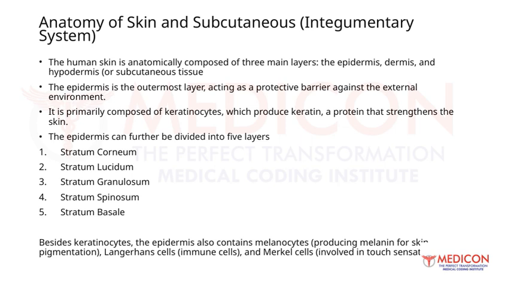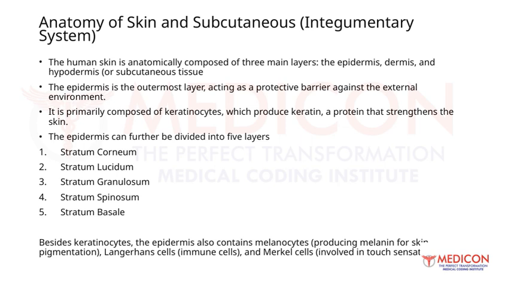Starting from the outermost, we have the stratum corneum, which is composed of dead, flattened keratinocytes that form a tough, protective outer layer. Beneath that is the stratum lucidum, a thin, clear layer found only in thicker skin, like on the palms and soles. Next is the stratum granulosum, where keratinocytes begin to die and become packed with keratohyalin granules, contributing further to the skin's barrier function.